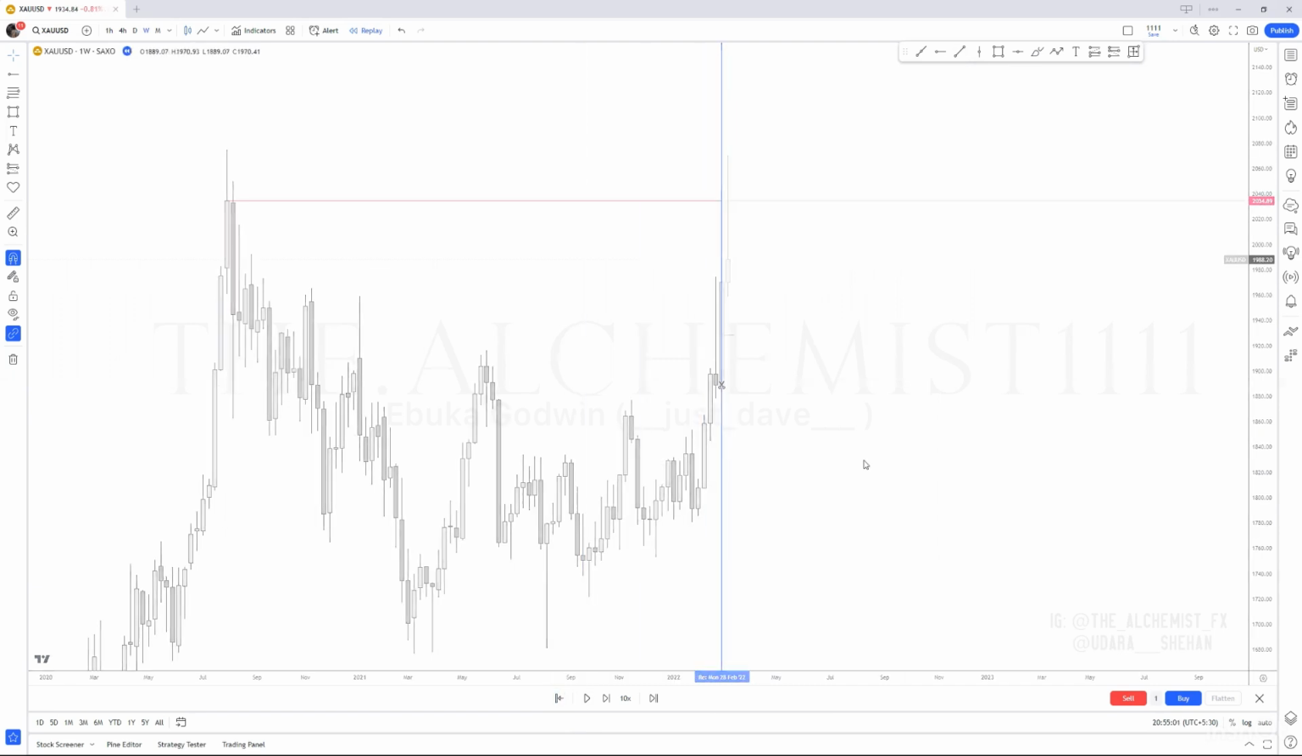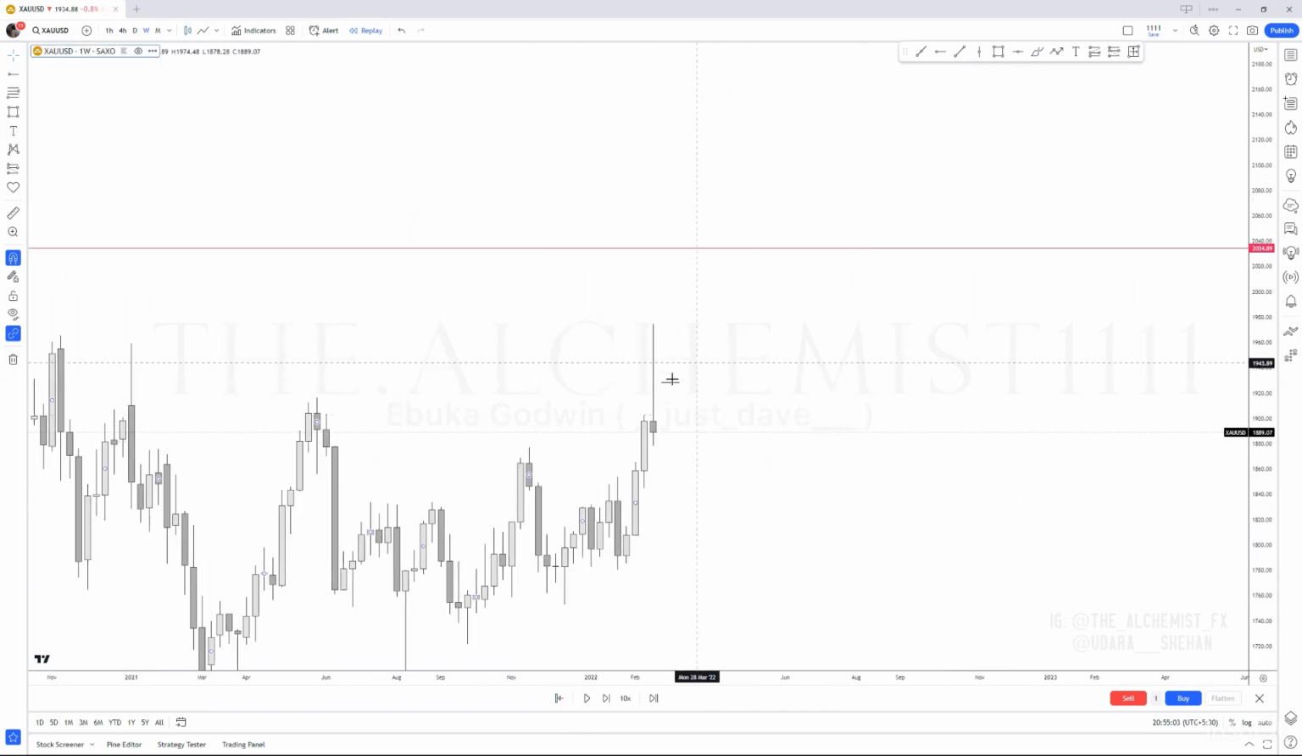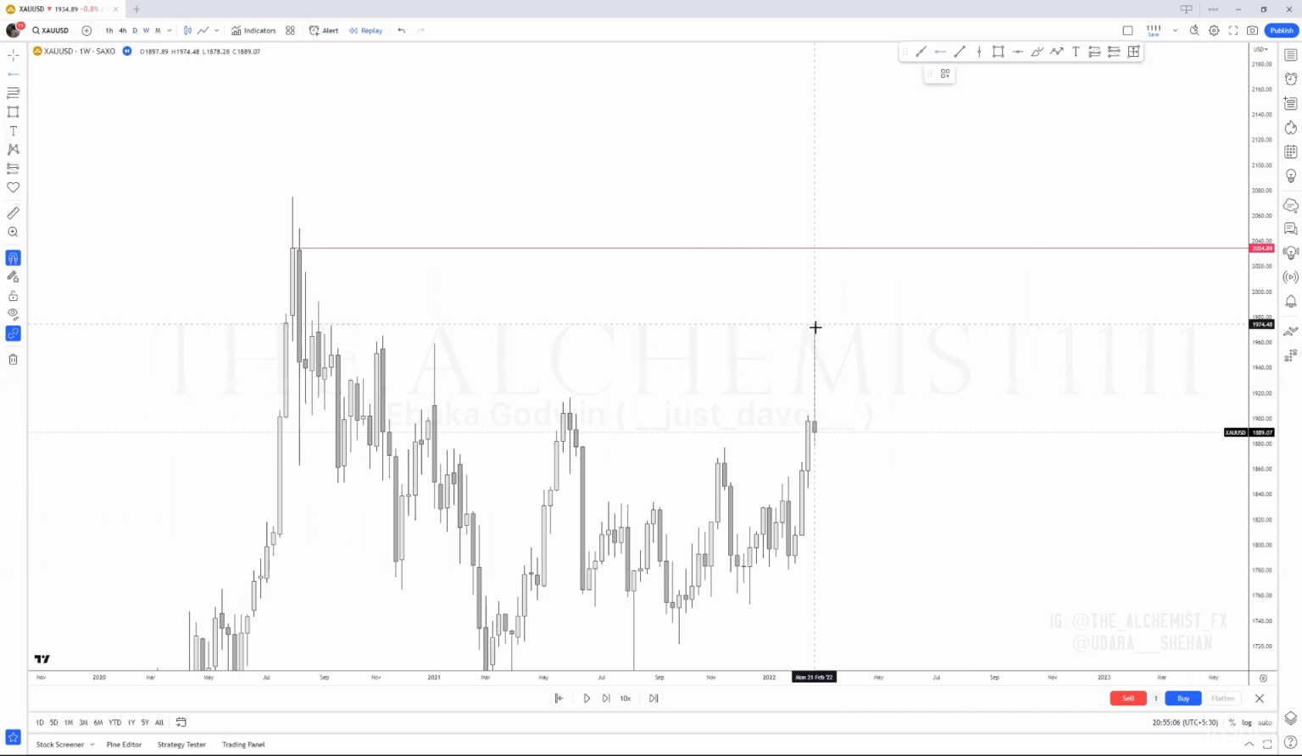Let's go through the failing ones as well, okay? Because can you see what happened in here? Weekly rejected a weekly resistance, right?